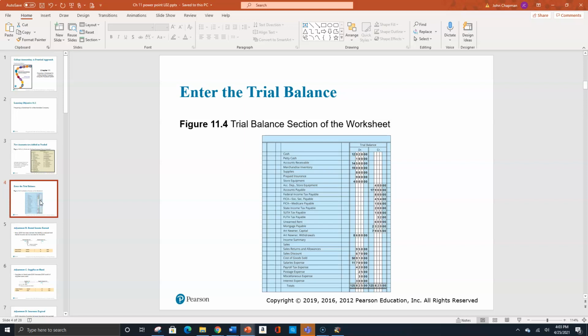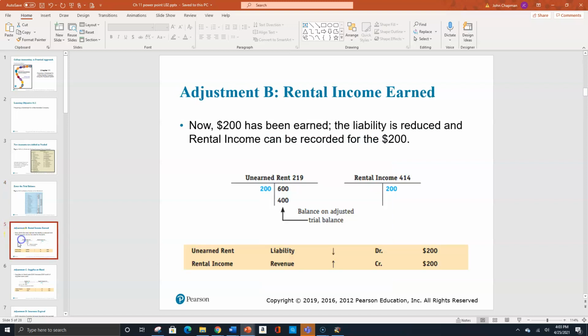Okay, so we have our trial balance section of the worksheet. Should be relatively routine by now. It's listed in order of assets, liabilities, equity, revenue, cost of goods sold. Adjustment B, rental income earned. Now $200 has been earned. The liability is reduced and rental income can be recorded for the $200. Okay, so that would be our entry. We would debit unearned revenue, credit rental income.